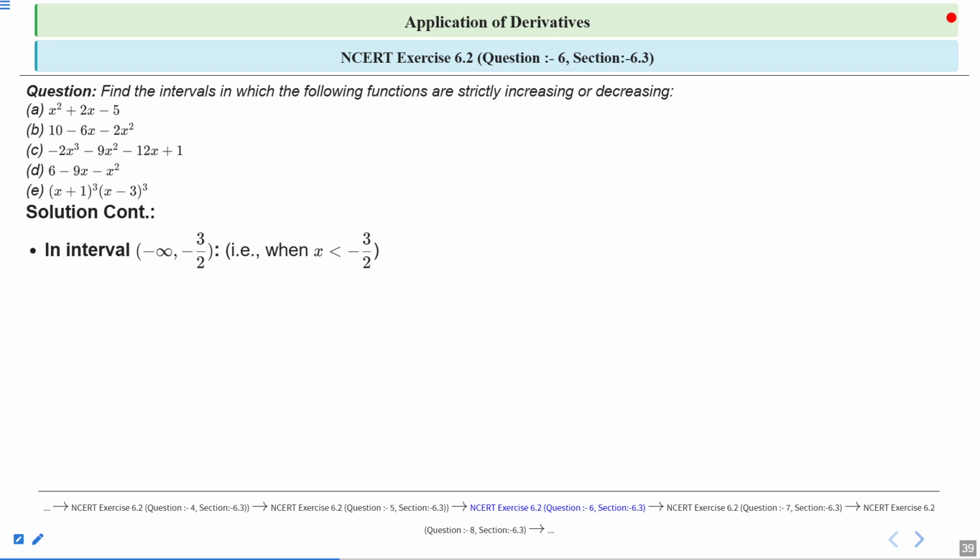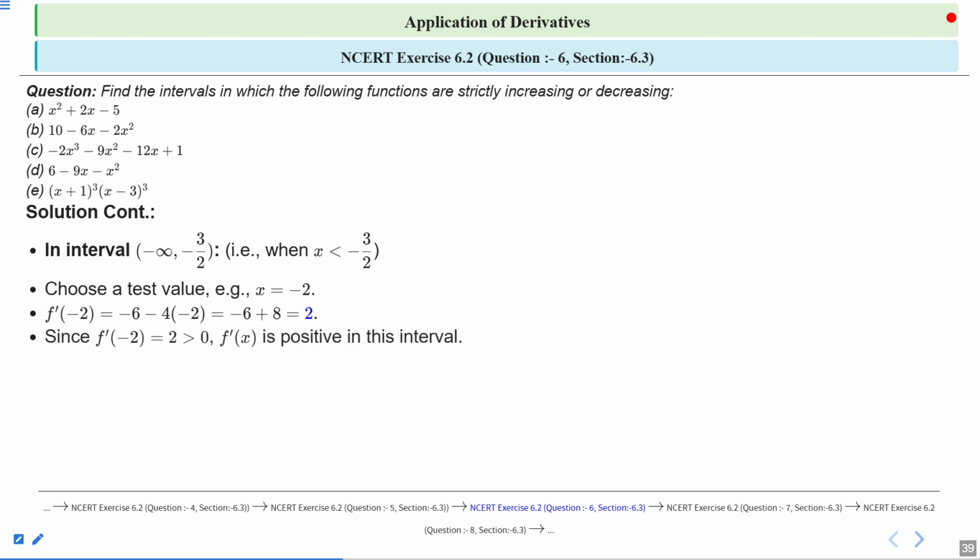So in interval minus infinity to minus 3 by 2, that is when x is less than minus 3 by 2, choose the test value, for example x equal to minus 2. Right, so f dash minus 2 will be equal to minus 6 minus 4 into minus 2, which is equal to minus 6 plus 8, which is equal to 2.